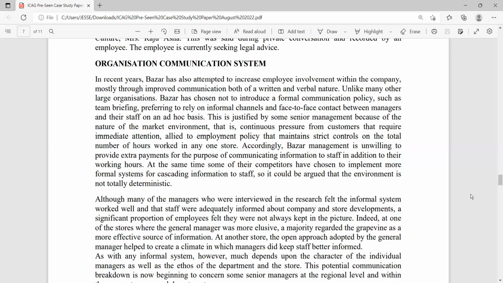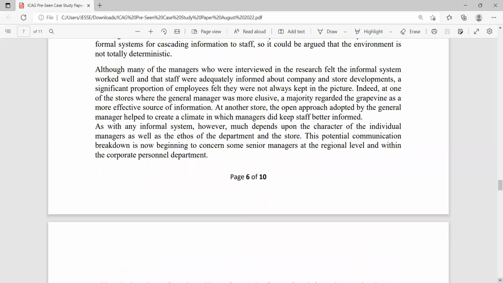Although many of the managers who were interviewed in the research felt the informal system worked well, and that the staff were adequately informed about company and store developments, a significant proportion of employees were not always kept in the picture. So you see, since they are not deploying a formal communication system, some employees do not know what's going on in the business. And imagine being in a company and not knowing what's going on.